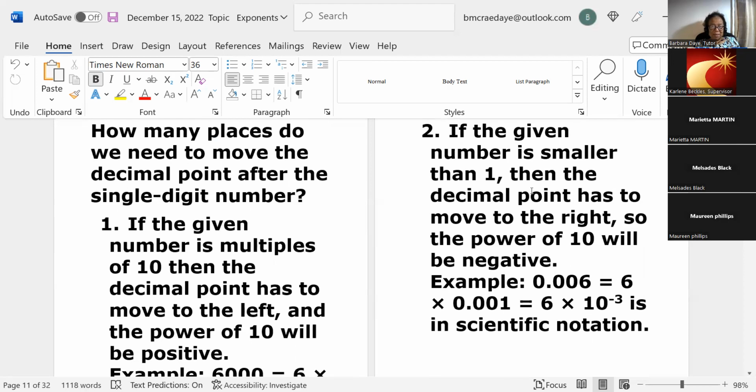If it's less than 1, then you move to the right and you have a negative exponent, like here, 0.006. Move the decimal point to after the 6. That becomes 6 times 10 to the minus third. And since you moved it to the right, your exponent is negative.